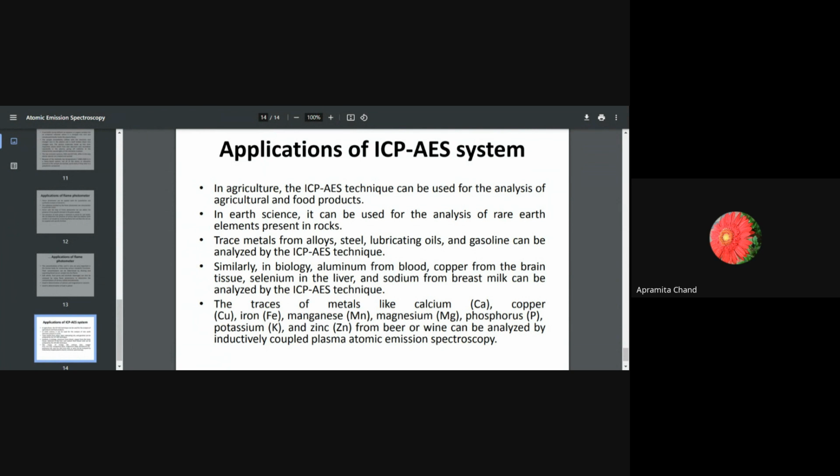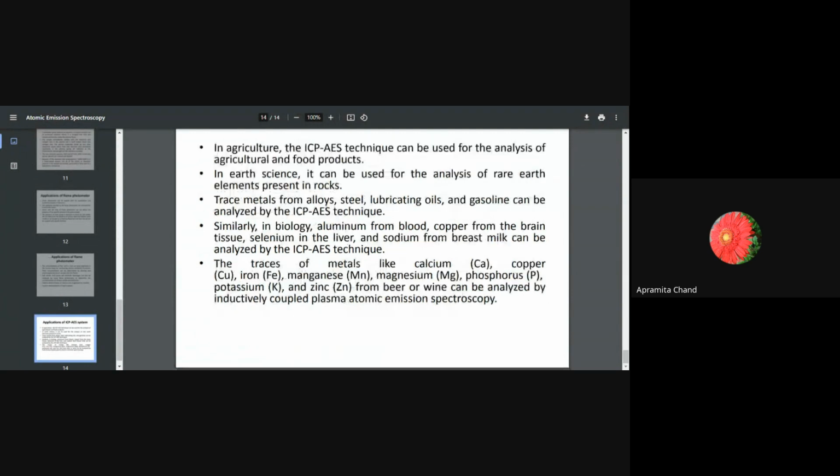Similarly, in biology, aluminium from blood, copper from the brain, selenium in the liver, and sodium from breast milk can also be analyzed by the ICP-AES technique. And also trace elements like calcium, copper, iron, manganese, magnesium, phosphorus, potassium, and zinc from beer or wine can be analyzed by the inductively coupled plasma atomic emission spectroscope.